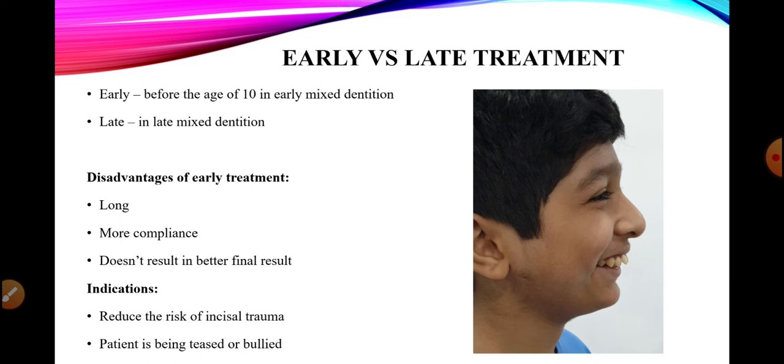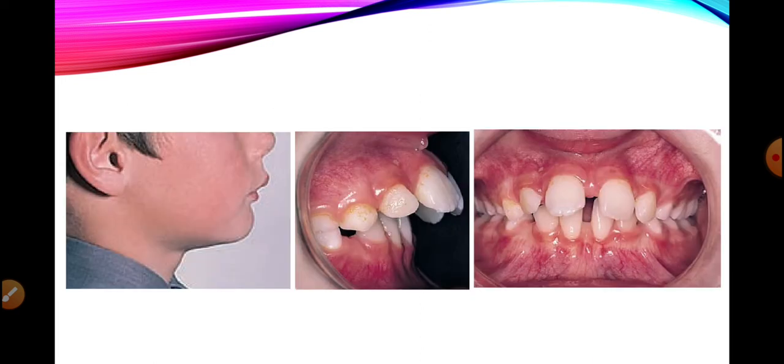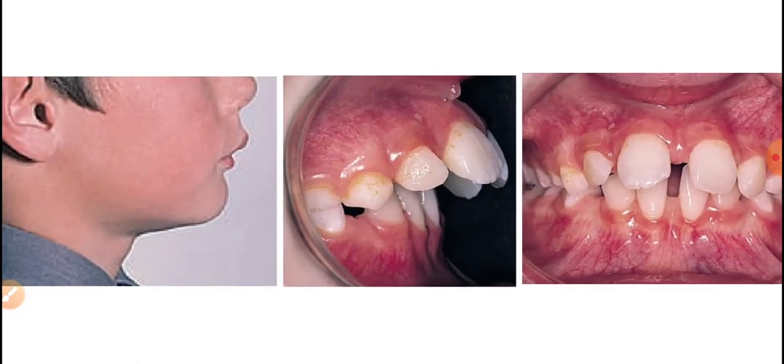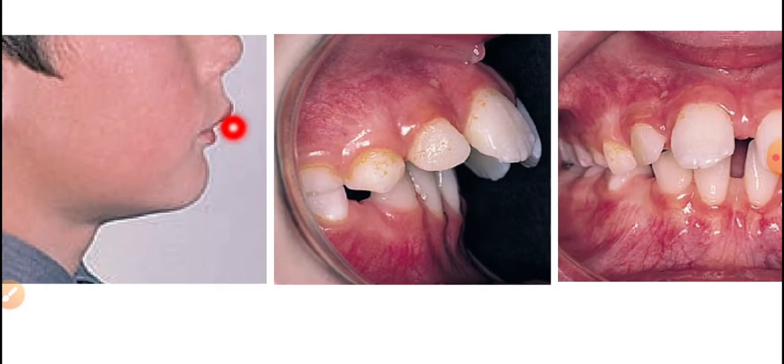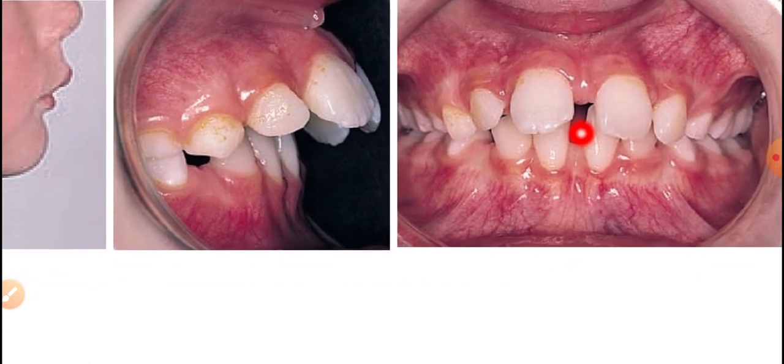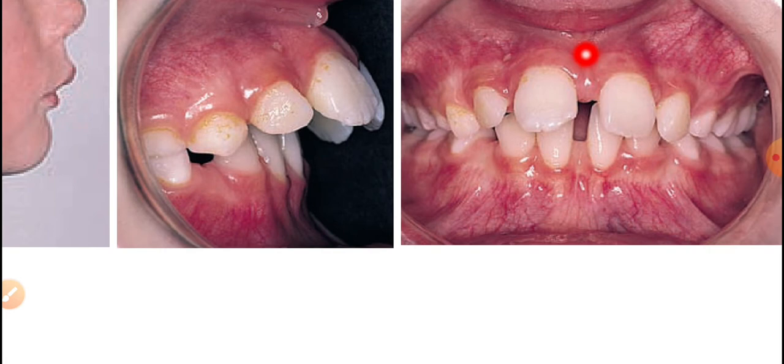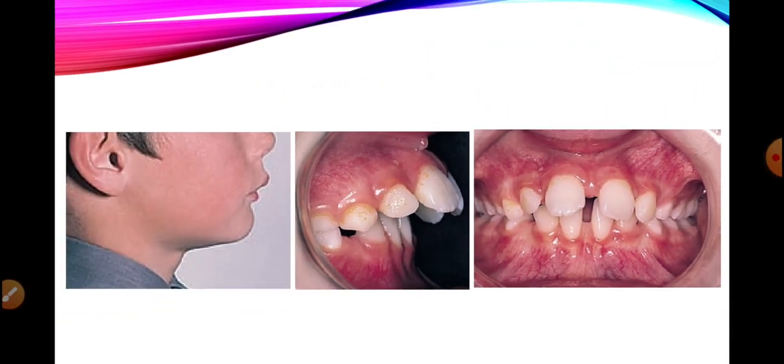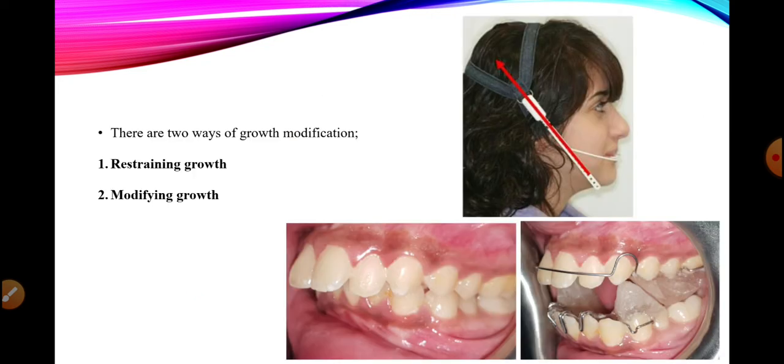Otherwise, the late treatment, that is at the peak of the pubertal growth spurt, is the recommended treatment for growth modification. So here, as we can see, incompetent lips, severe overjet, proclined upper incisors, a socially unaesthetic, unpleasant smile. So these are the cases when we are going for the early treatment in cases of functional or growth modification.